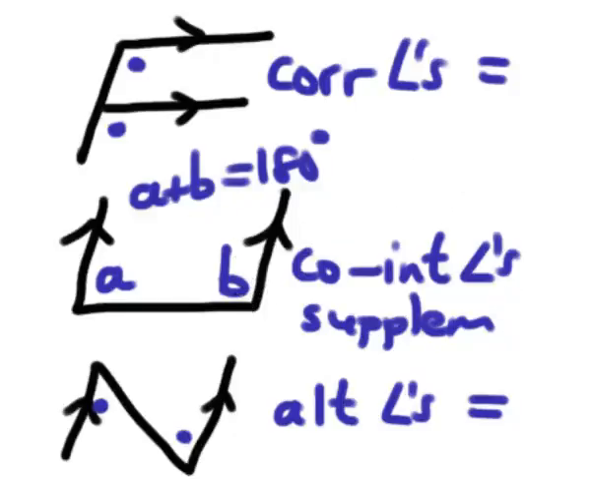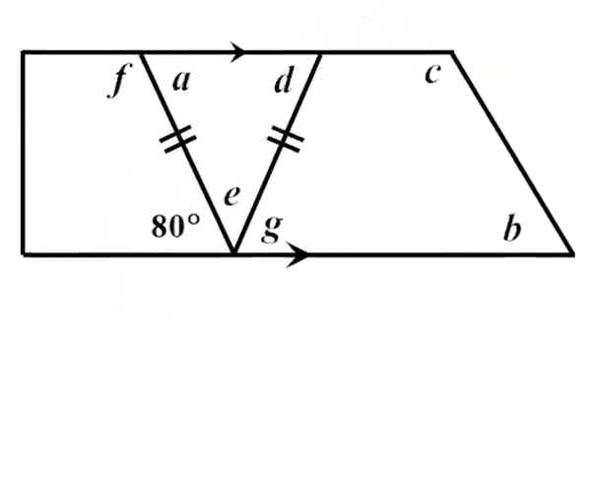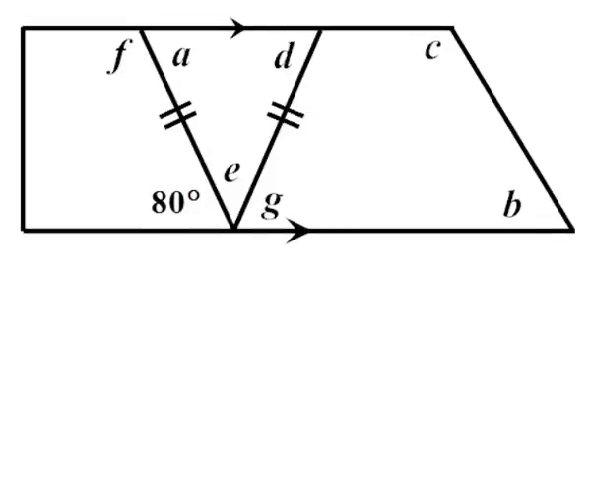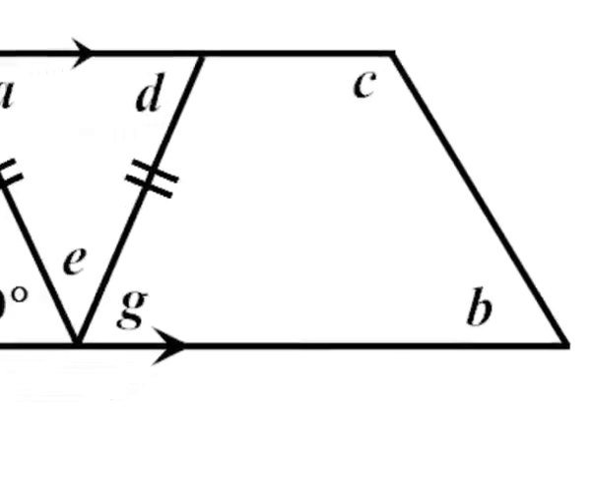Now I'm going to give you a little example, and we're going to look at this and revise all of these principles. Now in this little picture here, you've got two parallel lines, and what you need to do is you need to calculate the sizes of the angles indicated by all these small little letters here. Now, how do we do that?